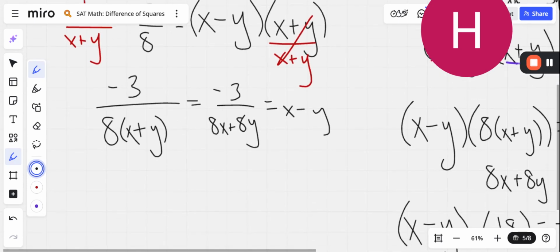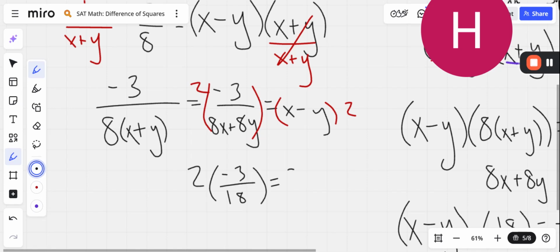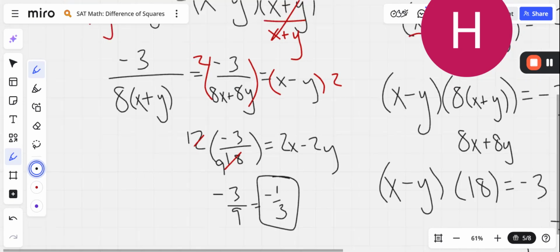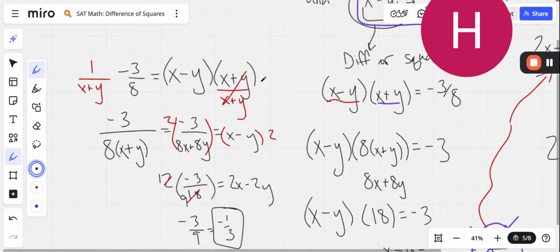And then if we want to multiply both sides by 2, we can also do that. So we have 2 times negative 3 over 18 equals 2x minus 2y. And the calculations are essentially the same. It's just a matter of how you visualize the solution there. So negative 3 over 9, which is just also negative 1/3. So depending on how you visualize that can determine how you want to attack this.